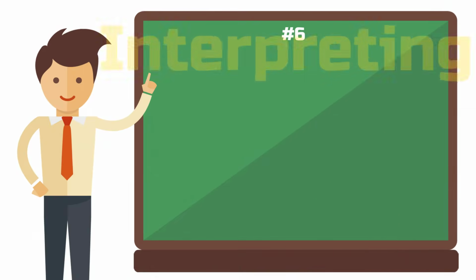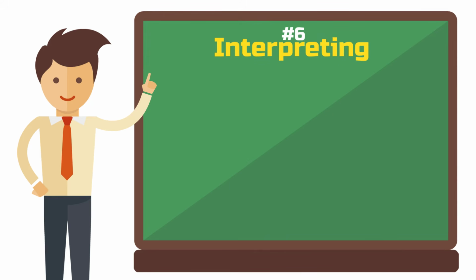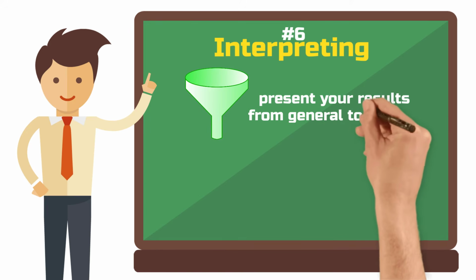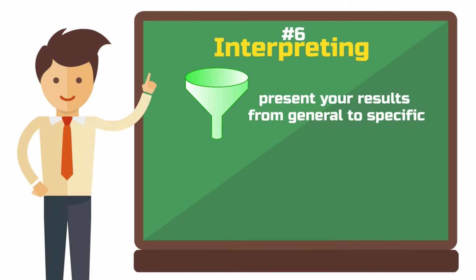Step 6. Interpreting the results. Finally, you filter the important results from the unimportant ones and present them from general to specific in the findings section of your manuscript. These 3 elements are essential for an outstanding case study. You need nice figures, for example, flow charts, bar charts, or pie charts.